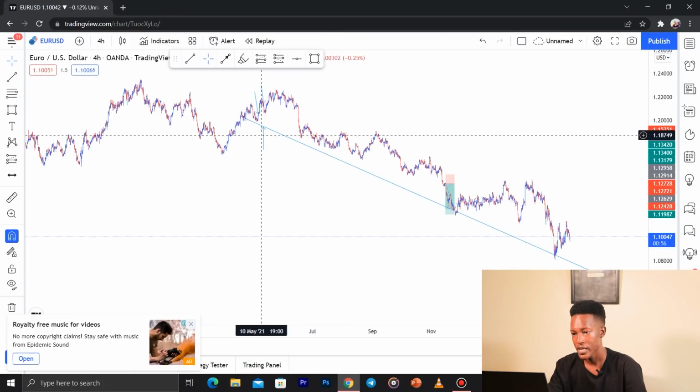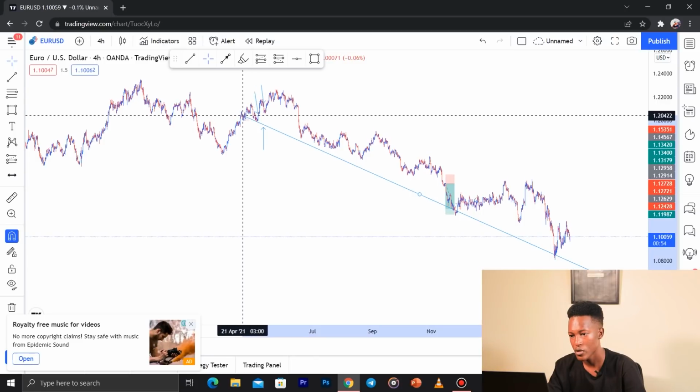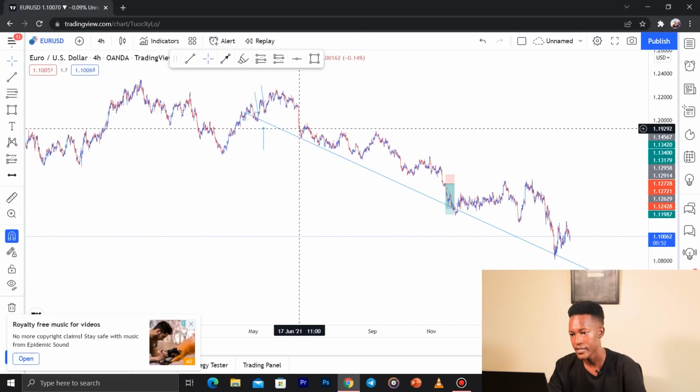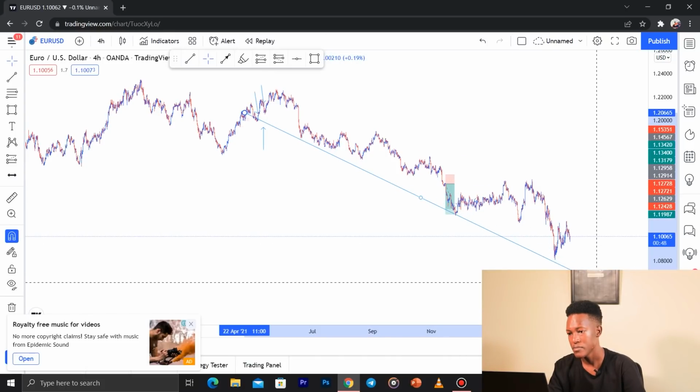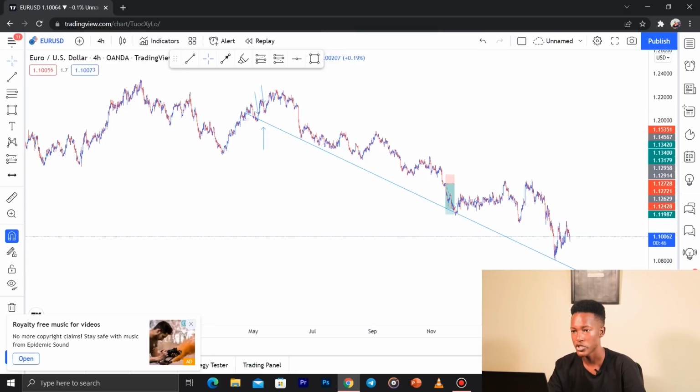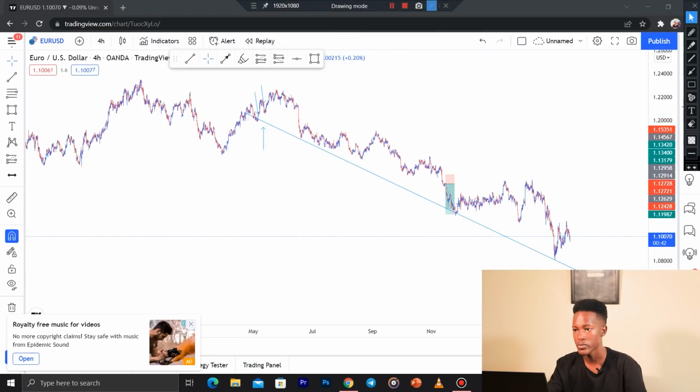Okay, so we have this, we also have this, we also have this. So it means the markets are currently pushing away from the trend line. Let me show you real quick here. So you can see that the markets are pushing away from a trend line, right? So that's the first thing that I'm actually looking at.